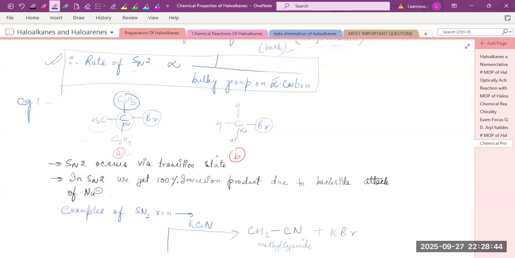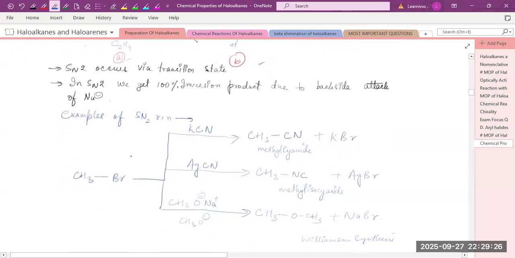B. Yes, very good. It's B. Why is it B? Because in B there is no bulky group on the alpha carbon, but in the A molecule, there are three bulky groups present on the alpha carbon. And you know very well, the bulky group reduces the rate of nucleophilic substitution reaction. So that's why B is more reactive towards nucleophilic substitution, or you can say the rate of reaction will be fast in B as compared to A.